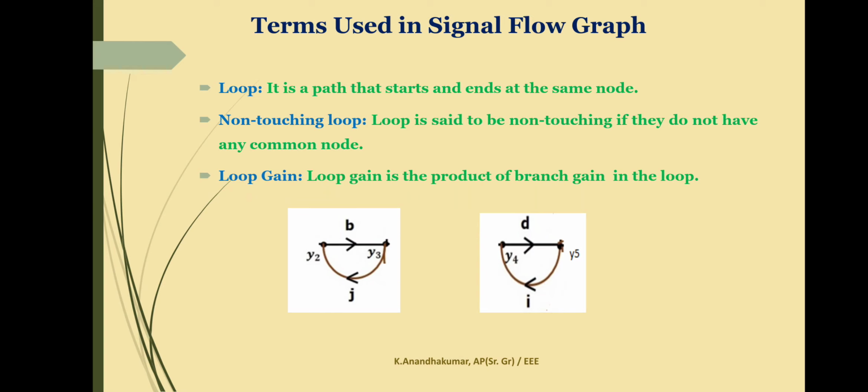Loop gain is the product of branch gains in the loop. So if you take the first loop, the loop gain will be B into J. The second loop gain will be D into I.